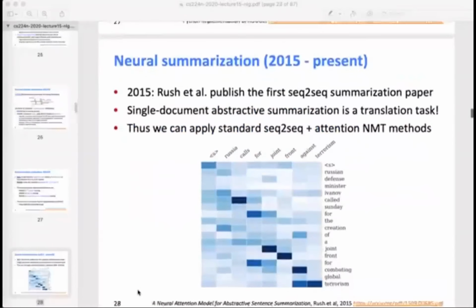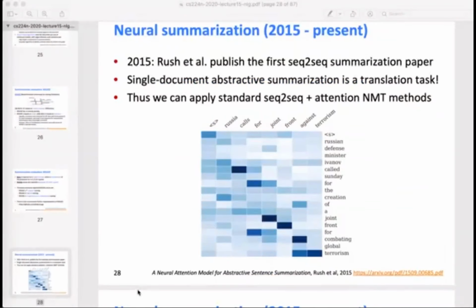So let's look at research regarding neural summarization. In 2015, Rush et al. published the first seq2seq summarization paper. The idea is that single-document abstractive summarization is kind of like a translation task. Thus, the researchers applied standard seq2seq attention neural machine translation methods to this and achieved pretty good results.